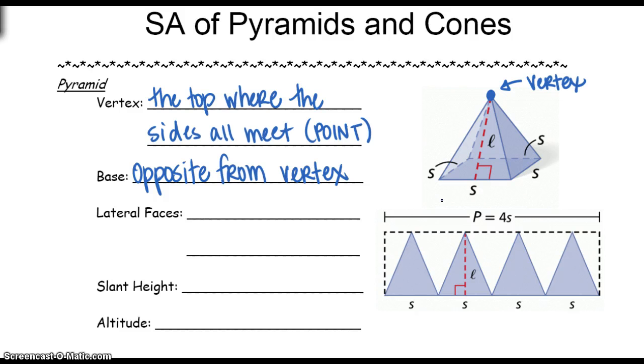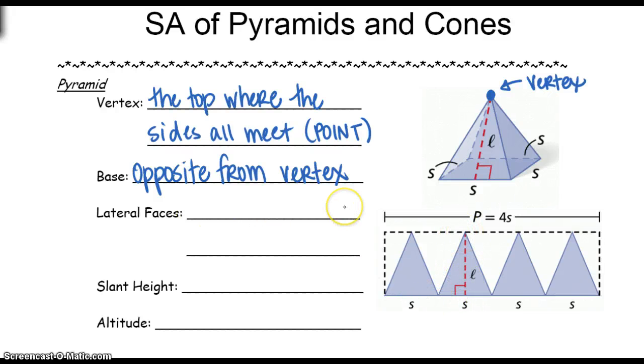Lateral faces. So lateral faces are the sides, and lateral faces will not include the base. That's what lateral means. Lateral means it's going to be the sides. So in this case, look at this pyramid here. If we lay out the sides, look what they look like. They look like triangles, right? So it would make sense here, since the formula for a triangle is half times base times height. It would be half times base, and if I add this up, this is 4s, right? So half times 4s times L, which is our height here.